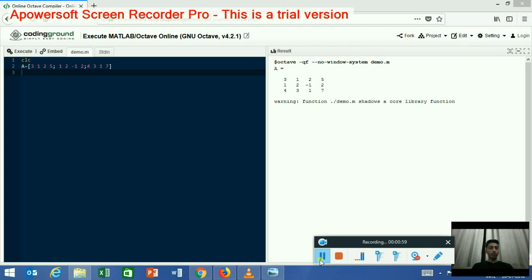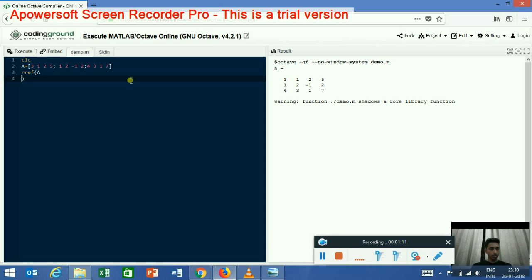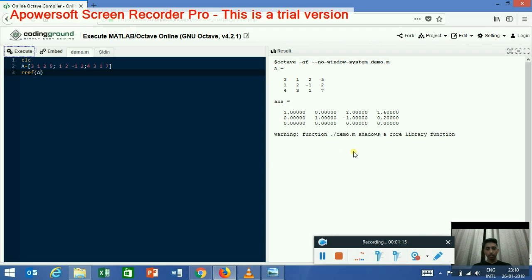Whereas row reducing something is quite easy. All you need is a single command over here. You could type something like rref A, and if you hit execute, Matlab does the thing for you, and what you see here is the row reduced form of that.